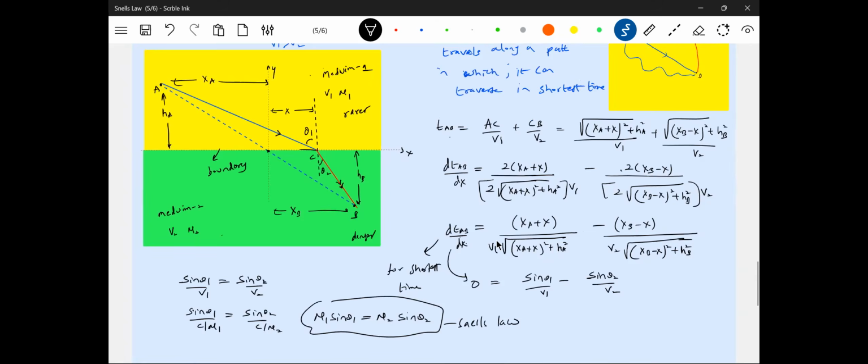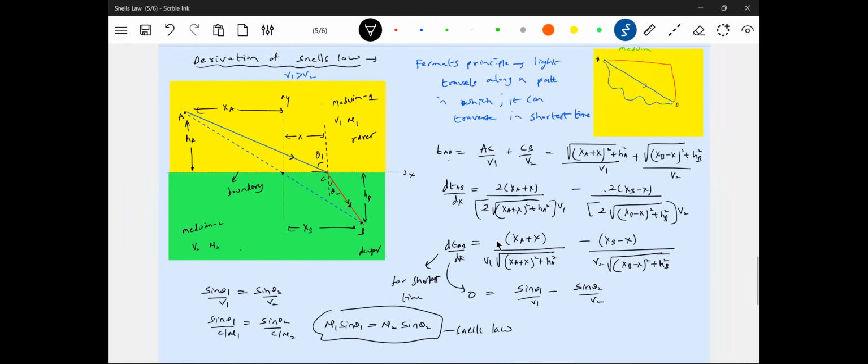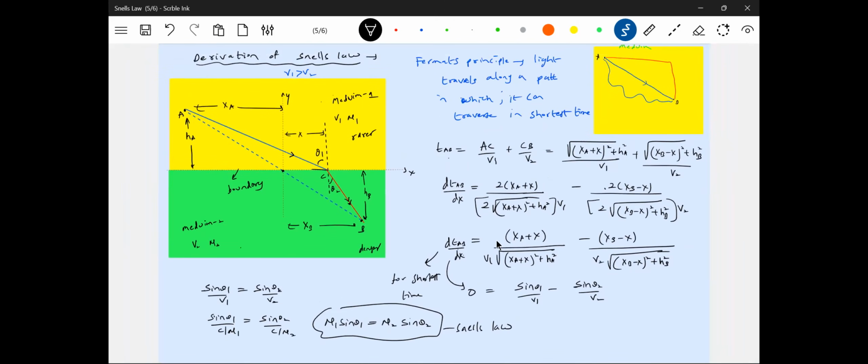So what are theta 1, theta 2? They are the angle of incidence and angle of refraction. So one basic fundamental law, Snell's law, is what we have derived. Our entire rest of ray optics revolves around this formula. Why are you equating it to 0? Because the light will always prefer a path in which it can traverse with the shortest time. So therefore I am equating that to 0.